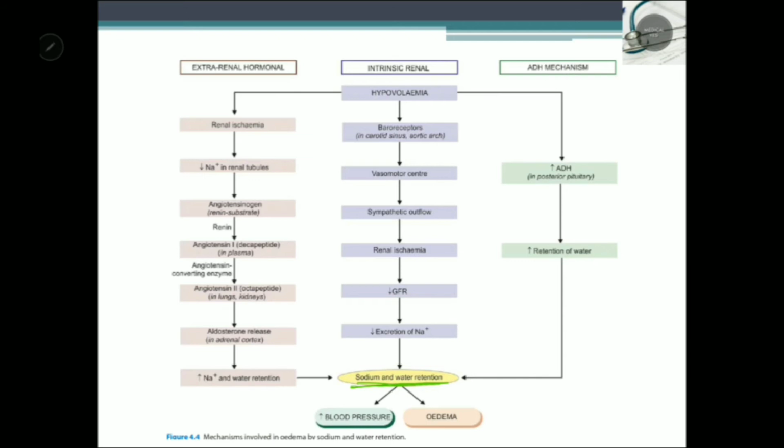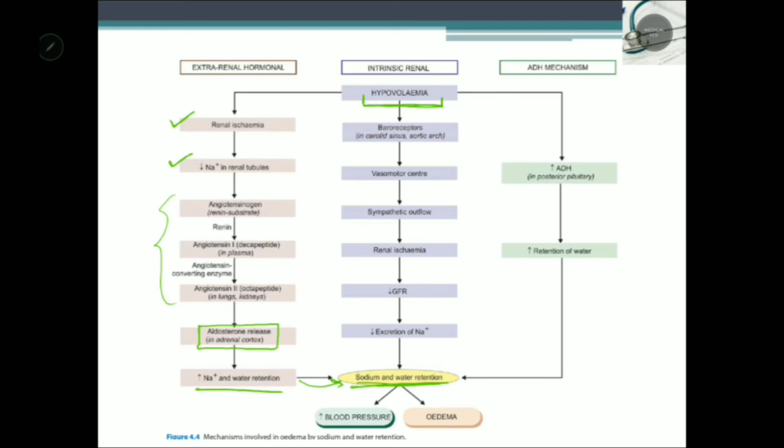Whenever there is hypovolemia, that is, there is decreased volume of blood in our vessels, that is going to lead to renal ischemia, so the kidneys will not get enough blood supply, which is going to lead to decrease in the sodium levels in renal tubules, which is going to activate the renin-angiotensin-aldosterone system, and aldosterone will be released. And the function of aldosterone, as we know, is that it promotes the retention of sodium and water.